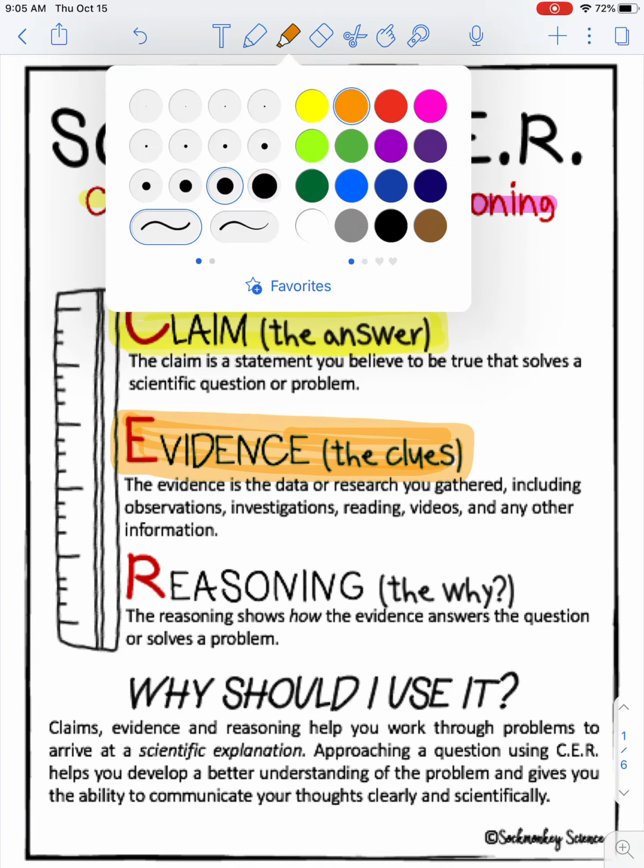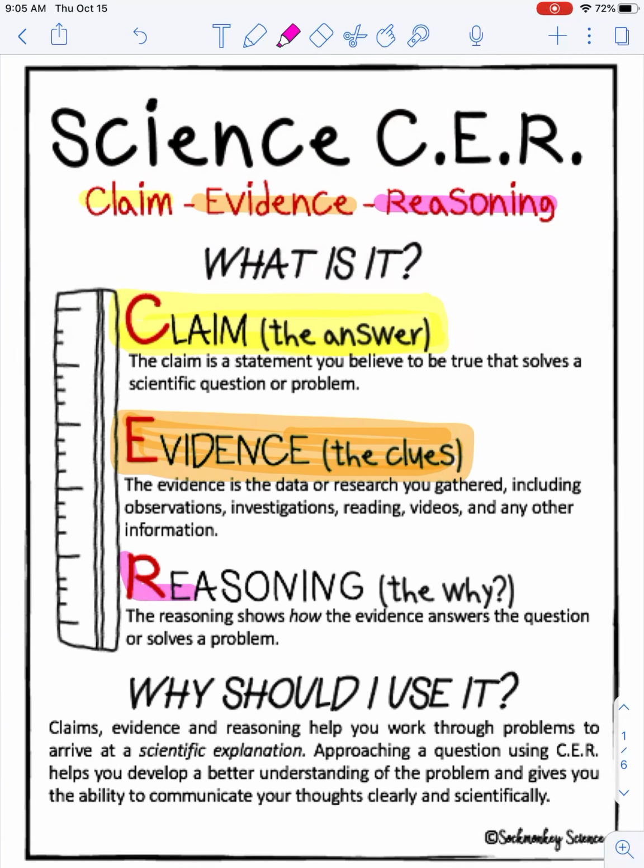Your last step is the reasoning. Reasoning is the why. It's where you connect all of your above statements, your claim and your evidence, and you connect them to science as a whole. So the reasoning shows how the evidence answers the question or solves the problem, okay?